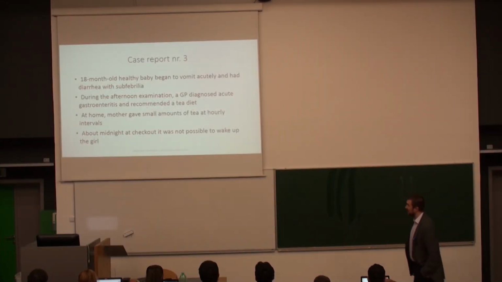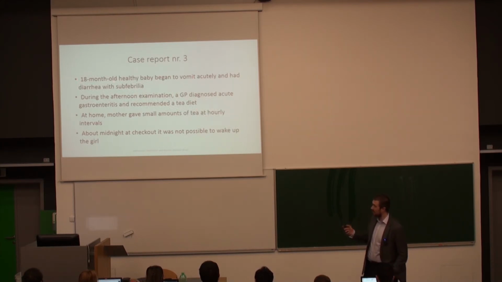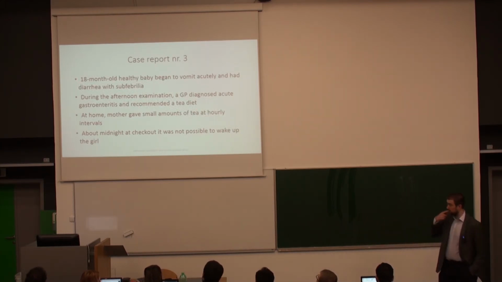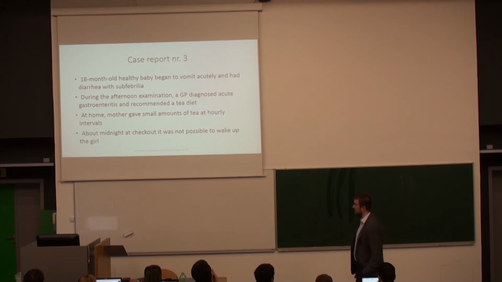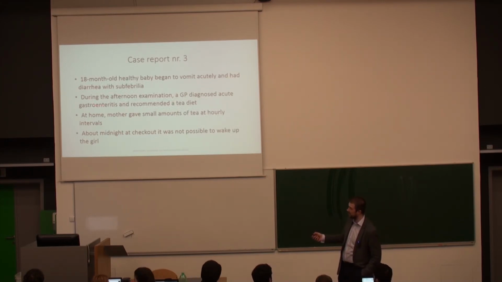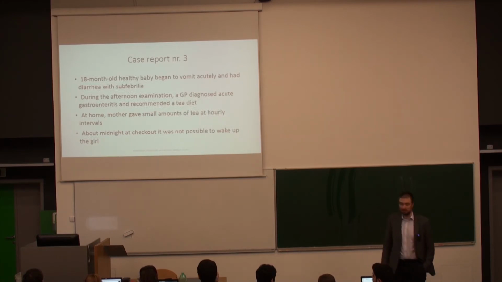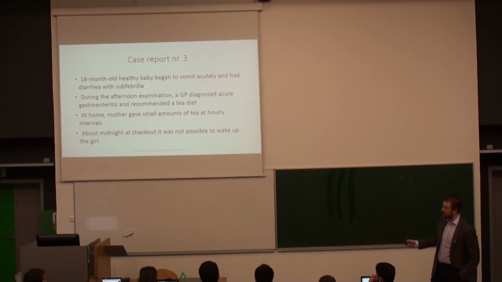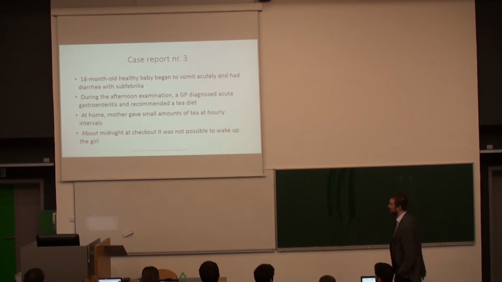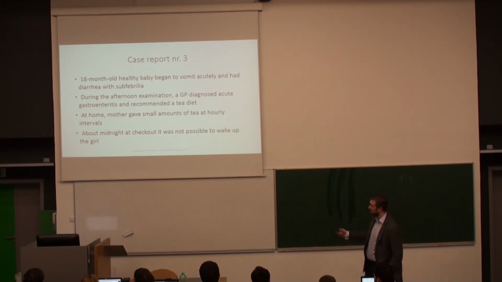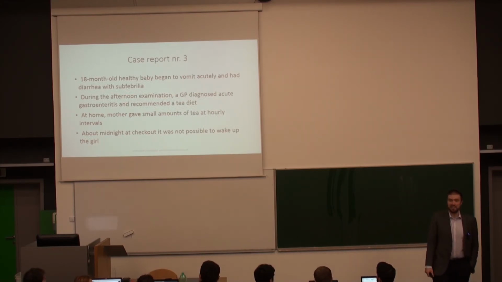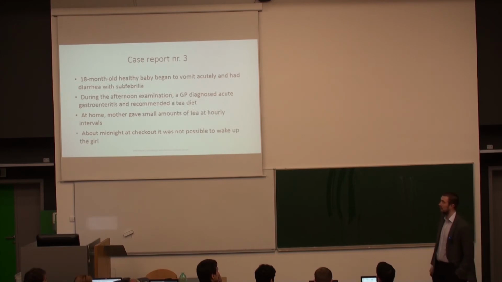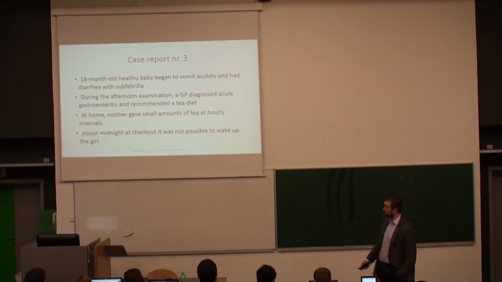She was healthy, and then she began to vomit and had diarrhea and suprapubic pain. When her mother took her to the GP, she was diagnosed with some gastroenteritis, and she was recommended a tea diet. According to this recommendation, the mother gave the small girl small amounts of tea at hourly intervals, and then when she tried to wake her up at midnight, she was not successful, since the baby did not react.